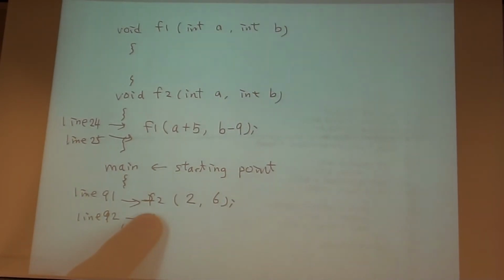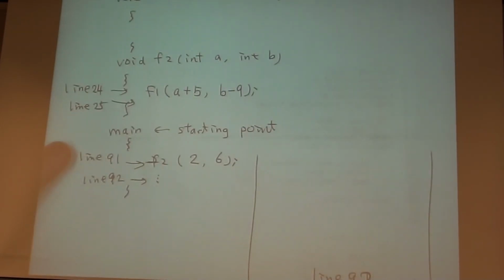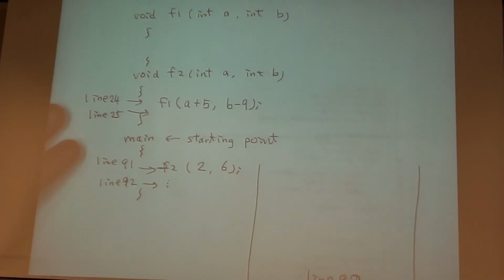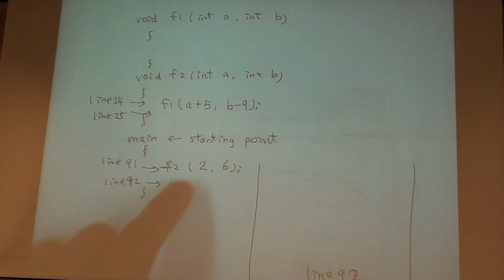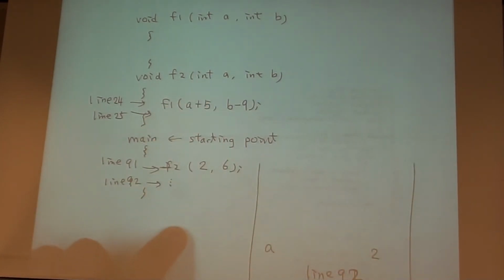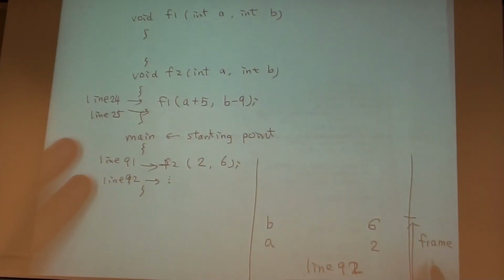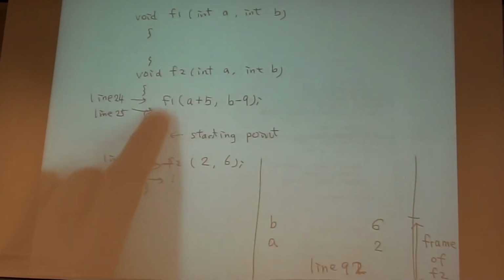Then you call function F2. Based on the rules I mentioned, in the call stack you have line 91 and 92. I need to zoom out a little bit. Then you call function F2. You have A, whose value is 2, and B, whose value is 6. This will be a frame, and I call it the frame of F2 because I'm calling F2 right now.